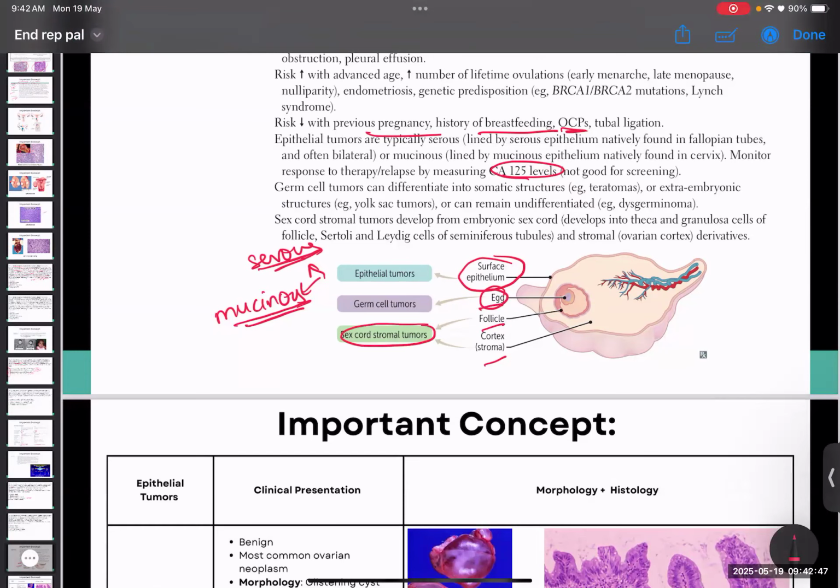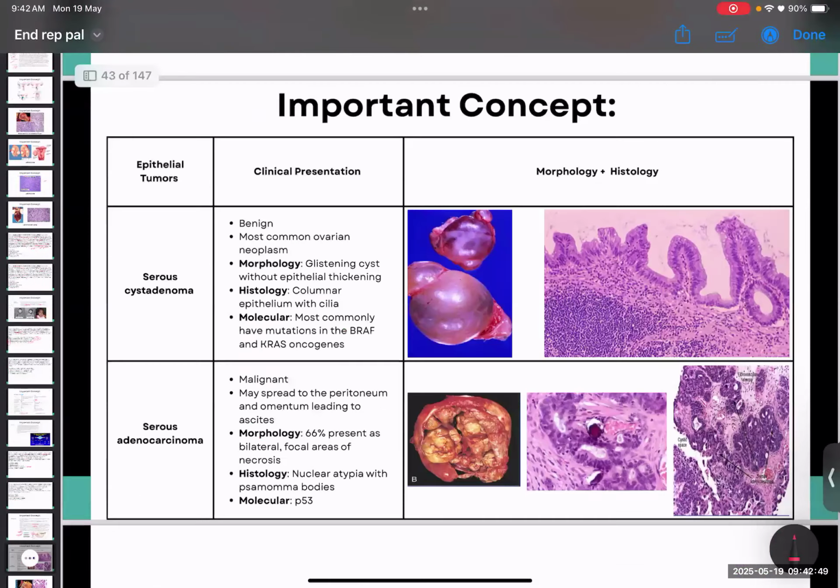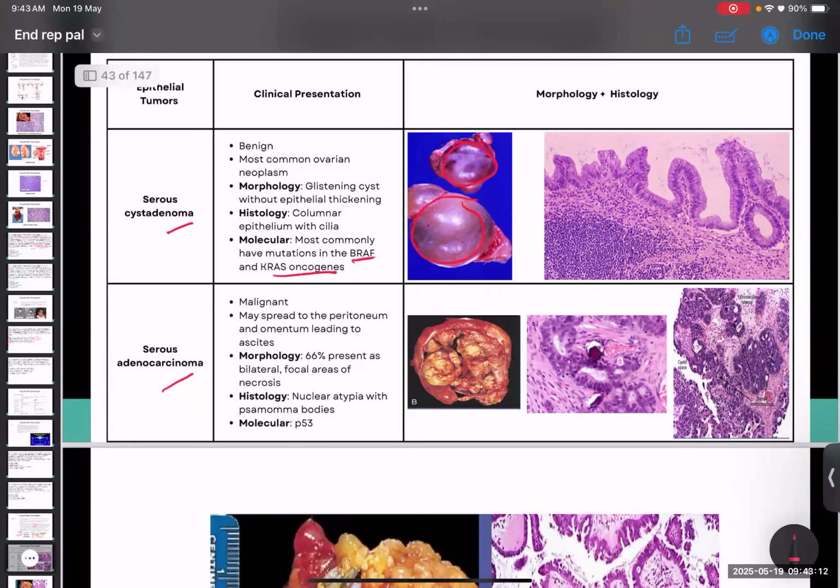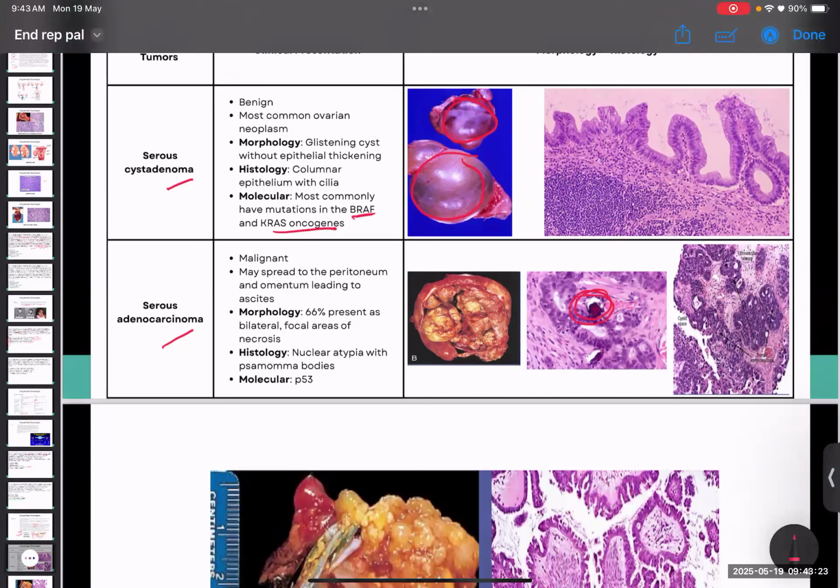Now, moving on to epithelial tumors, we start off with serous ones. We have the adenomas, which are benign, and the adenocarcinomas, which are malignant. Adenomas usually look like a normal cyst, and they usually have columnar epithelium with villi because, like I mentioned, they resemble the epithelium of the fallopian tube. They're most commonly associated with BRAF and KRAS oncogene mutations. Whereas serous adenocarcinomas have something called psammoma bodies, they're a lot more malignant, and they're associated with p53 mutations, and they could spread to the peritoneum and the omentum.